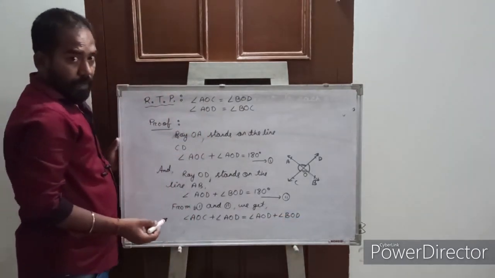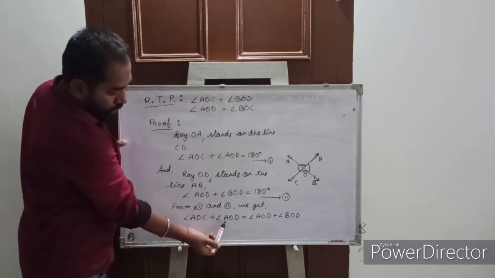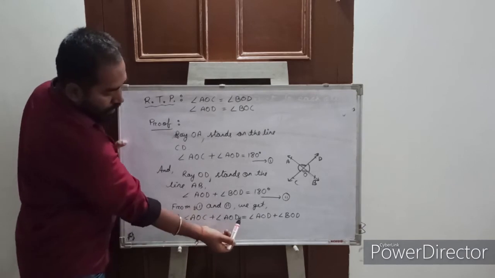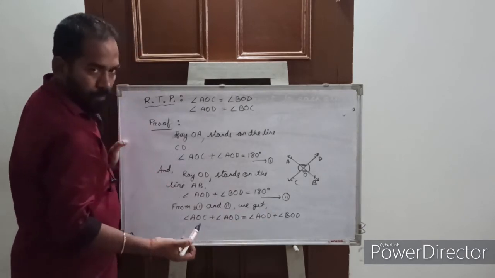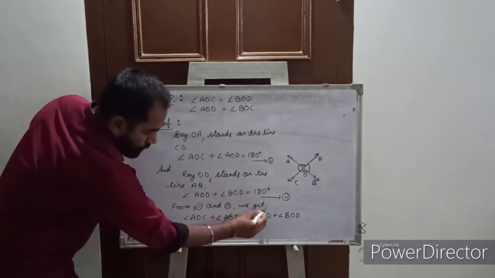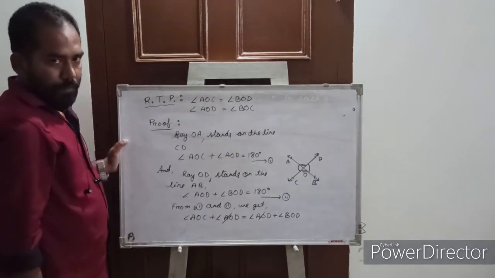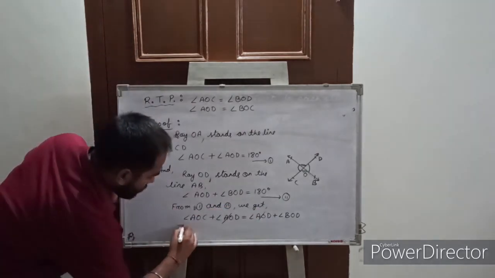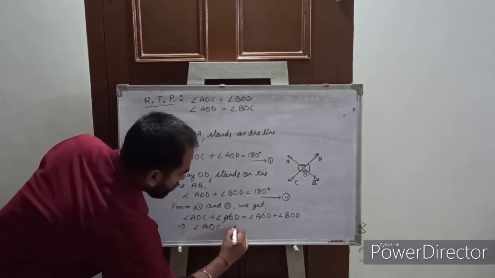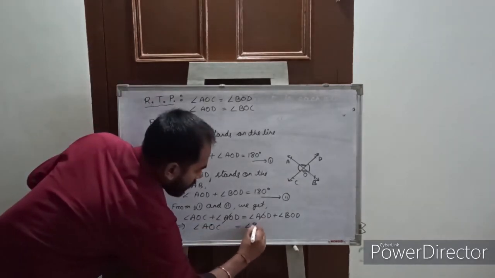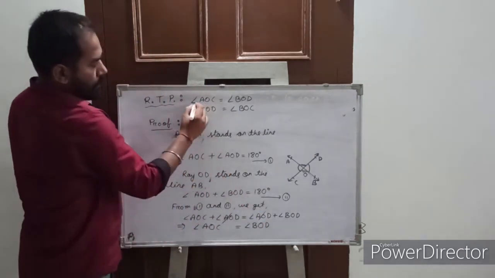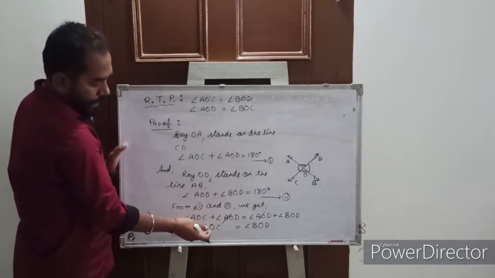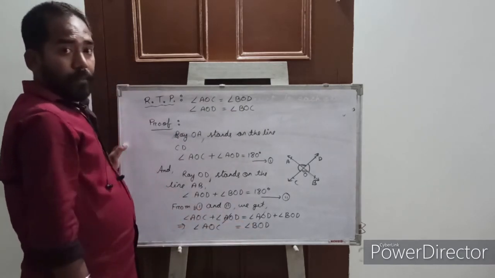Next point, have you seen angle AOD is added on both sides? Here plus AOD, and here also AOD is added with angle BOD. So we can cancel both of them. Angle AOD on both sides we cancel. So what is left? Angle AOC on the left hand side and angle BOD on the right hand side. So the first proof is that angle AOC is equal to angle BOD.